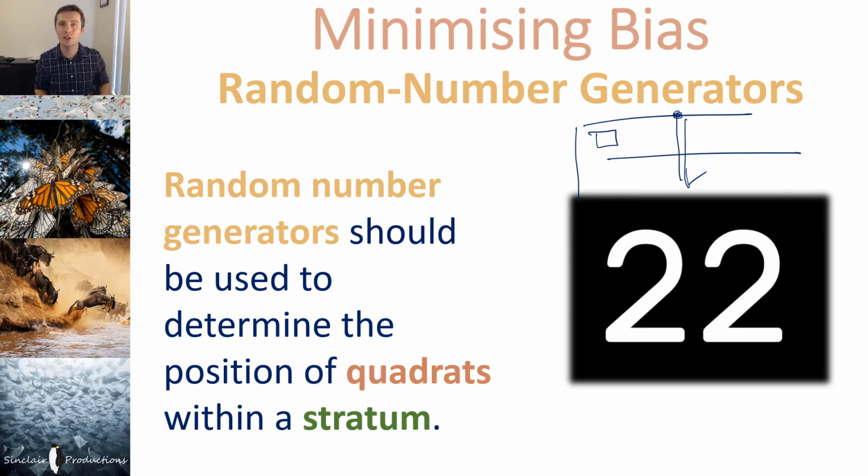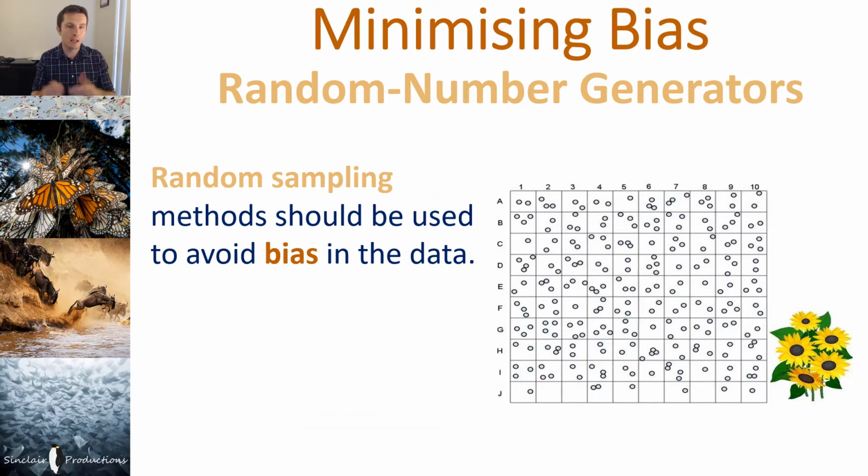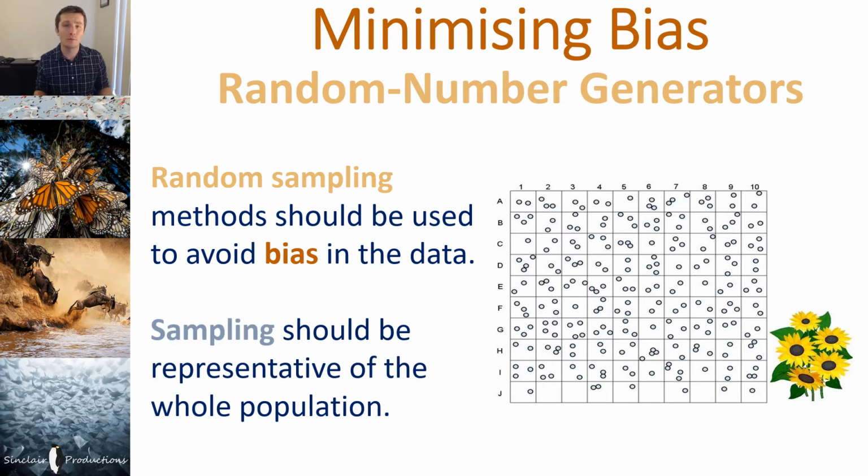But obviously by using a random number generator, you are not selecting the location where you're going to measure, and that's going to help minimize or reduce the bias in your results. So random number generated sampling should be used to avoid bias in data, as we can see here. Now this one uses numbers and a letter. You can get random number or random letter generators, and these are basically showing where to put the quadrat as you go.